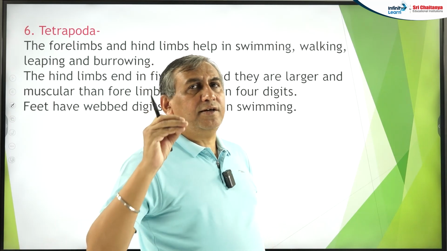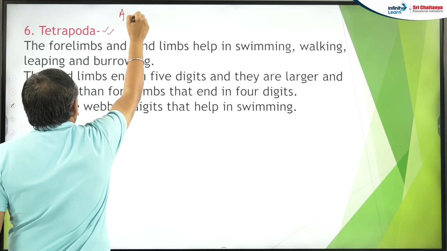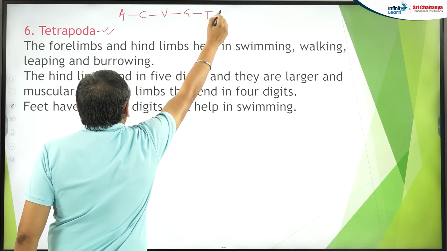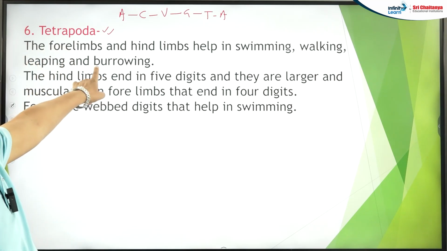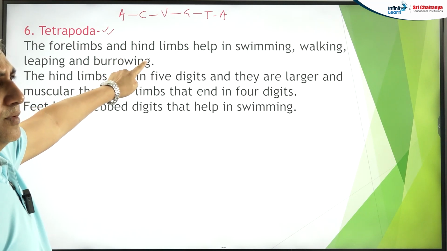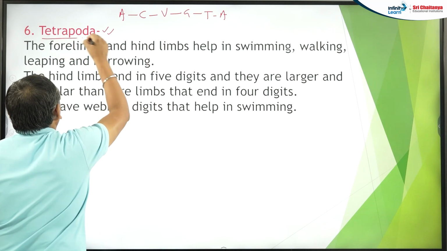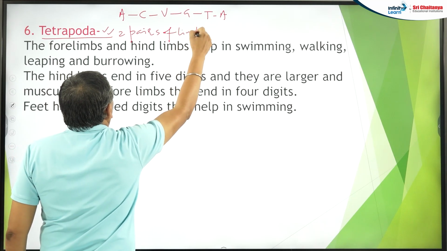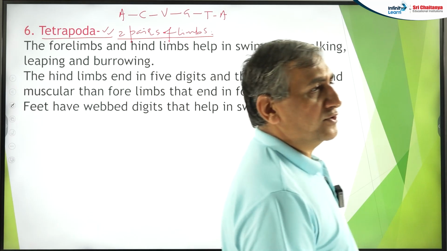Now I will say one point. Frog is included in Tetrapoda. I already said, the order is Animalia, Chordata, Vertebrata, Gnathostomata, Tetrapoda, Amphibia. So this is where we reach the frog. Tetrapoda means two pairs of limbs. Very important. It has two pairs of limbs.